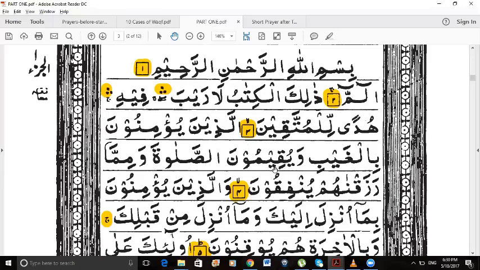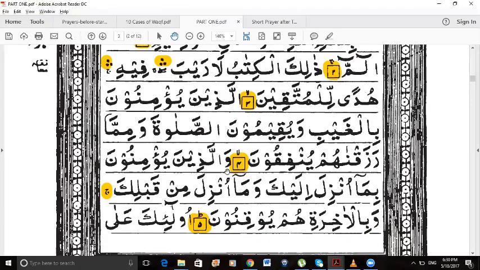Excellent, well done. Just be careful, be mindful that you have to pronounce this for 2 seconds. Okay, now let's carry on. Let's do this one over here.